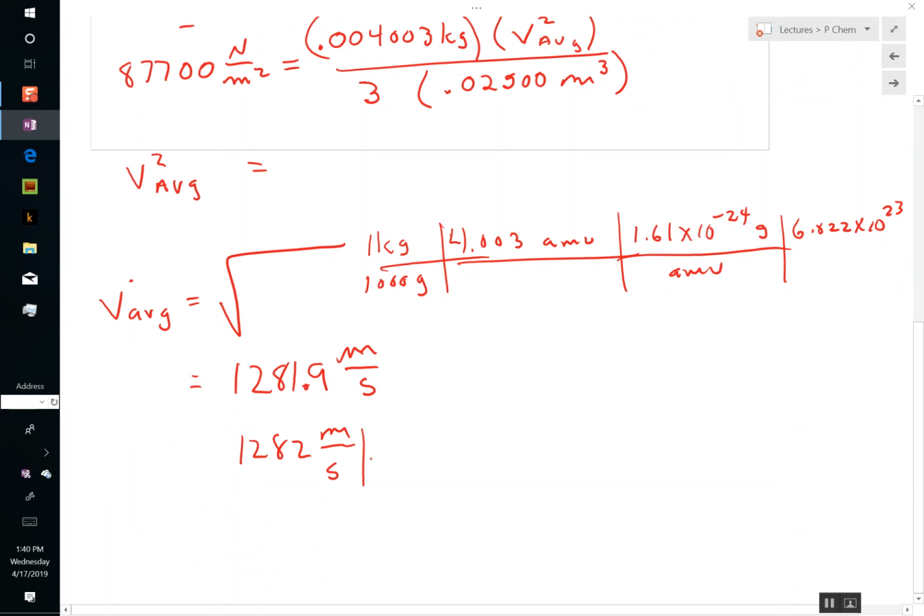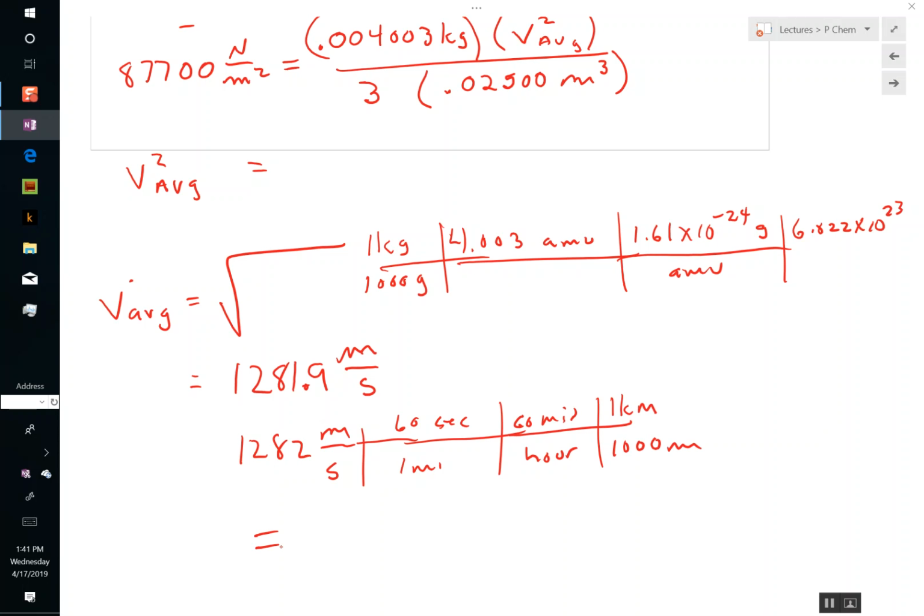So we're going to multiply that by 60 seconds per minute and 60 minutes per hour, and we're going to divide it by 1 kilometer per 1,000 meters. And what do you get out of that? 3,600 kilometers per hour. Yeah, greater than 3,600 kilometers per hour, these helium atoms are moving.